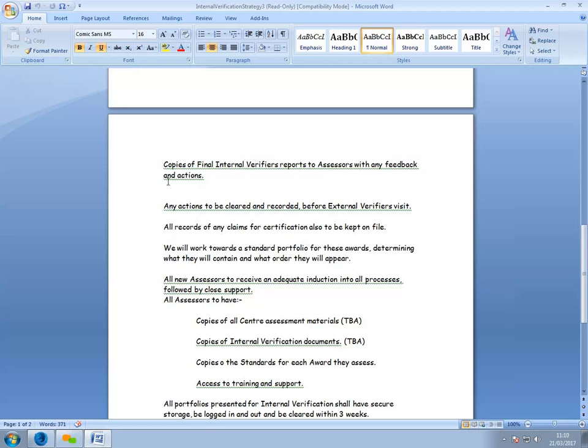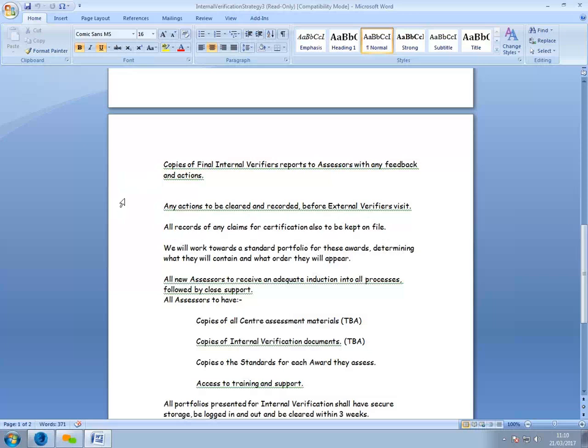If it's a final internal verification report, it shouldn't have any actions, because there will obviously be something that needs to be signed off. It may be something very small, like the assessor needs to get some signatures on something. Again, documentation has to be auditable. So consequently, when people have completed things, they need to be signed and dated by both the candidate and the assessor. Then you've got an auditable document. Any actions to be cleared and recorded before the external verifier visits.